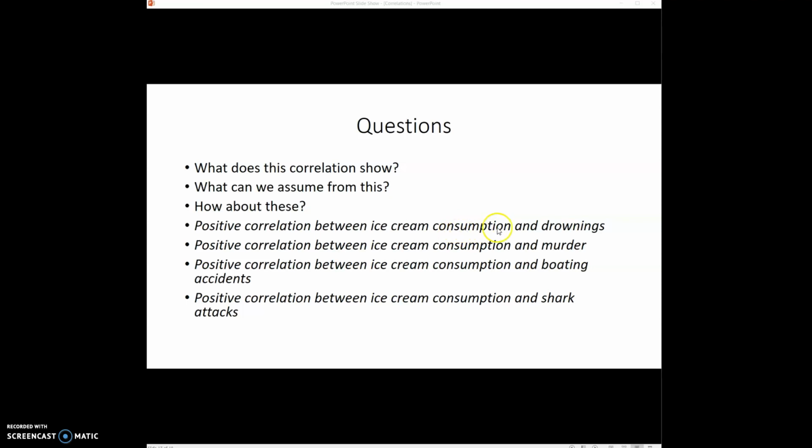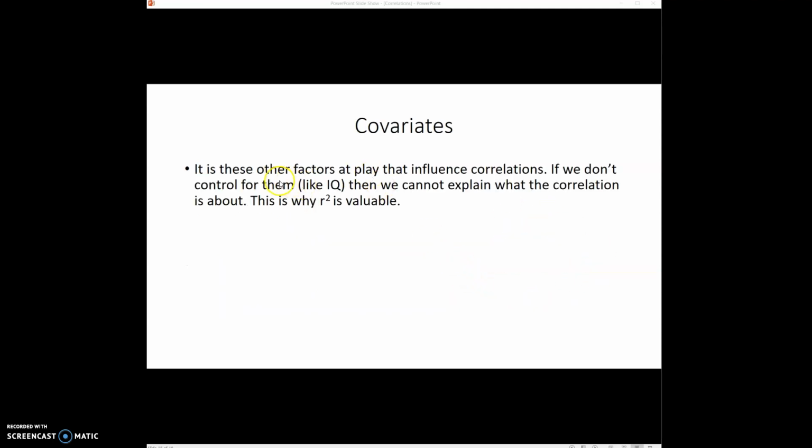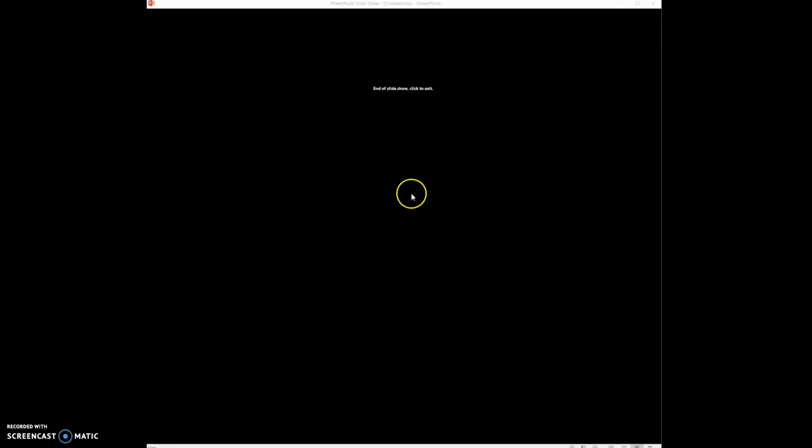You eat more ice cream in the summer. And when it's the summer, you're more likely to be swimming. You're more likely to be boating. You're more likely to be in the ocean. I never have really figured out the one about the murder. I guess it's hot and you don't get enough ice cream and you just kind of lose it on somebody. And that's the result of it. But those are covariates. It's those other factors at play that influence the correlations. And if we don't control for them, then we cannot explain what the correlation is about. That's why R2, the explained variance, is valuable.